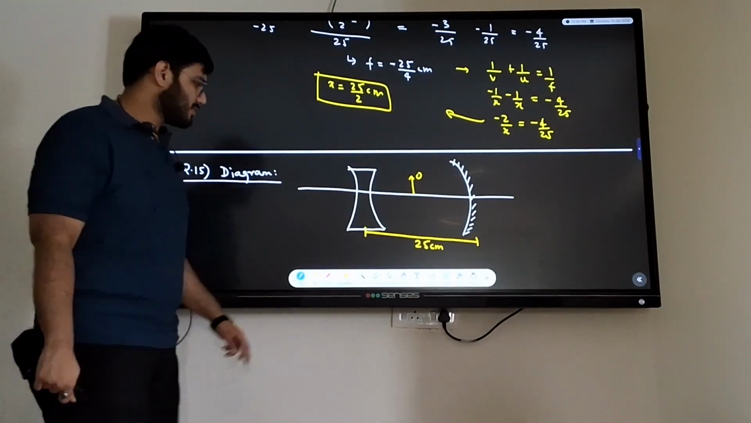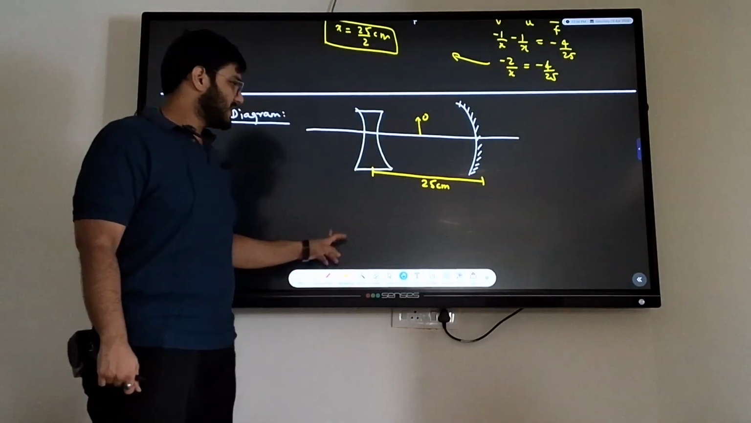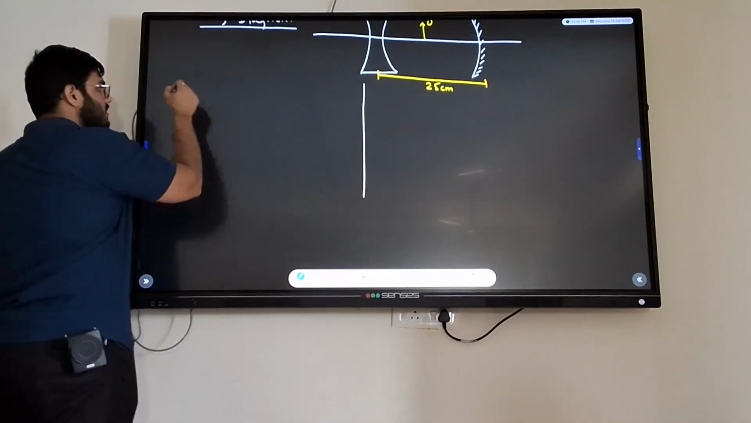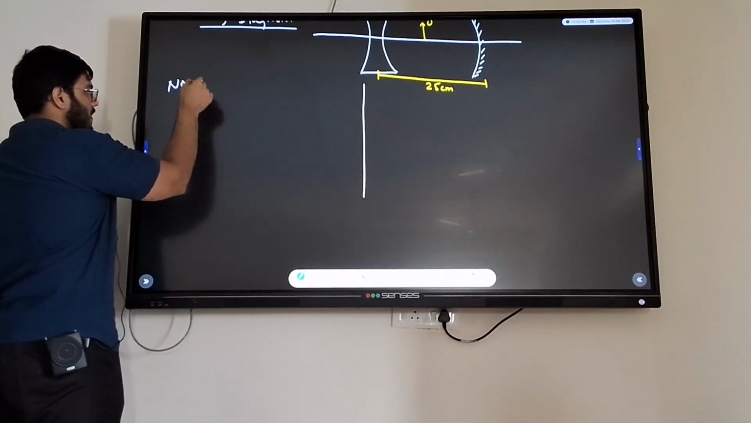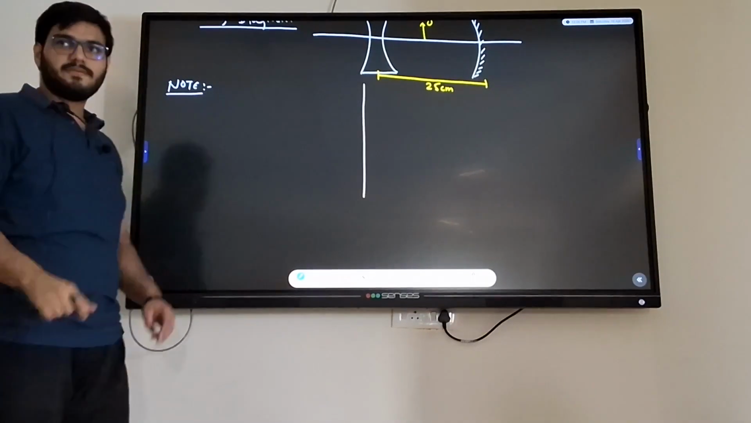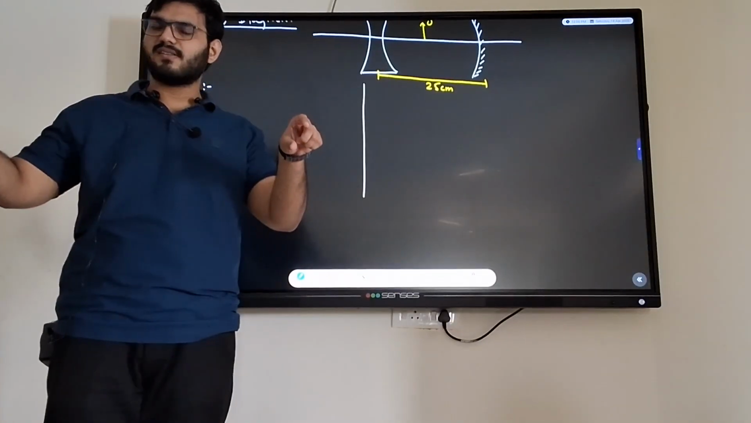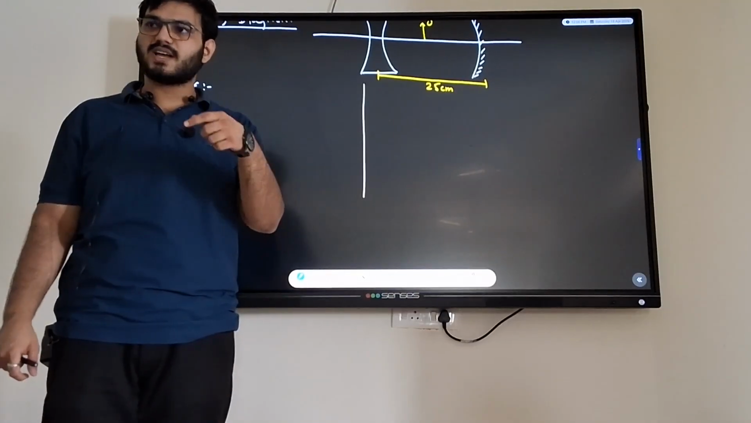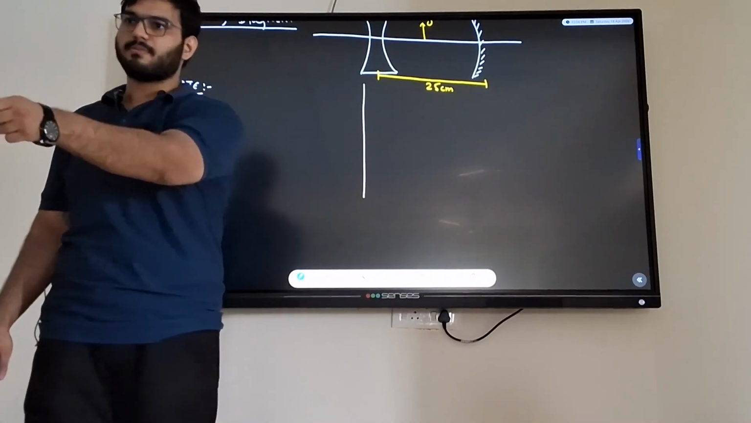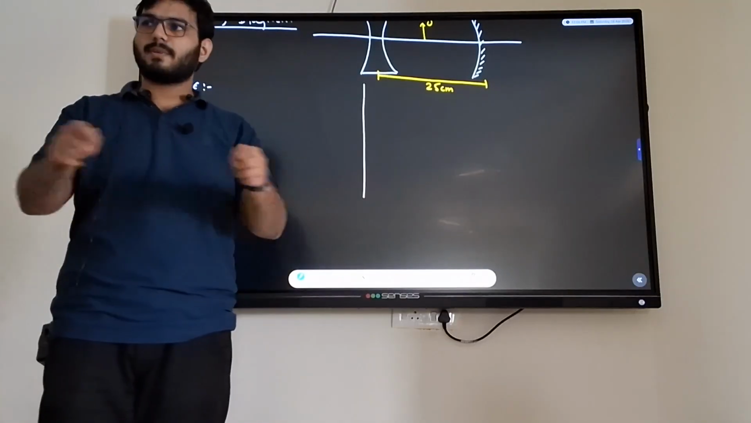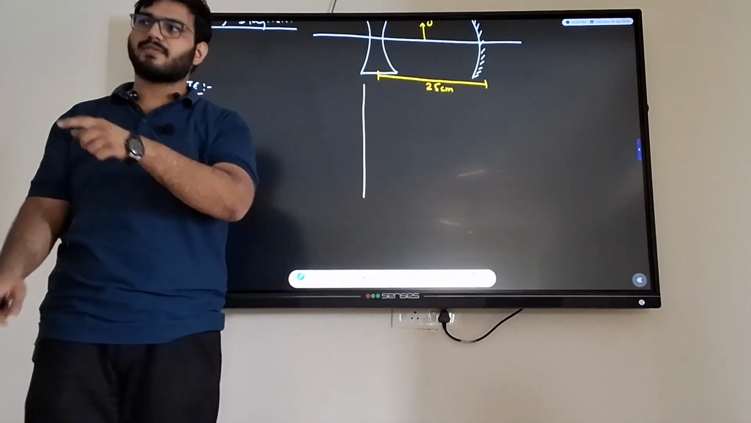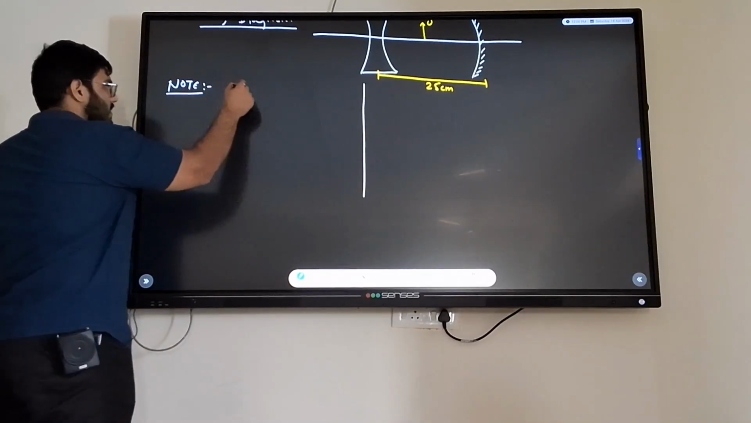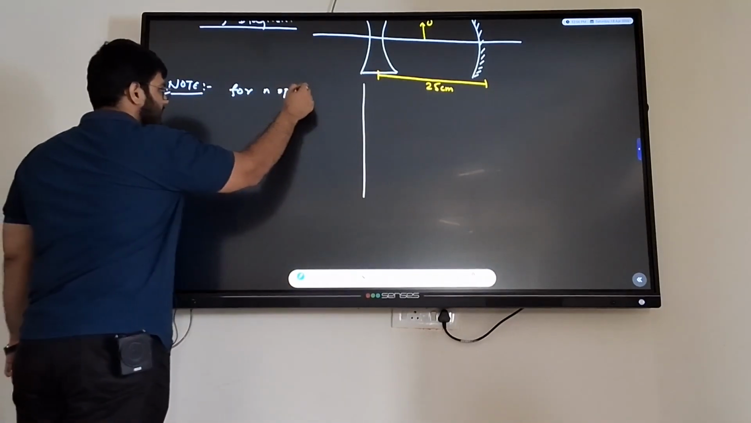Before going into this, let me give you a note. Please write this note somewhere. Note that if you have n optical instruments on the same principal axis and they each have the magnification m1, m2, m3 and so on, then the total magnification of the setup is the product of the magnifications. So the formula is for n optical instruments.